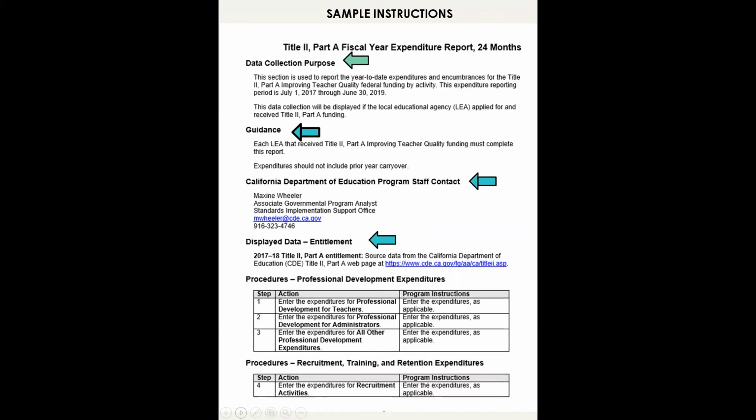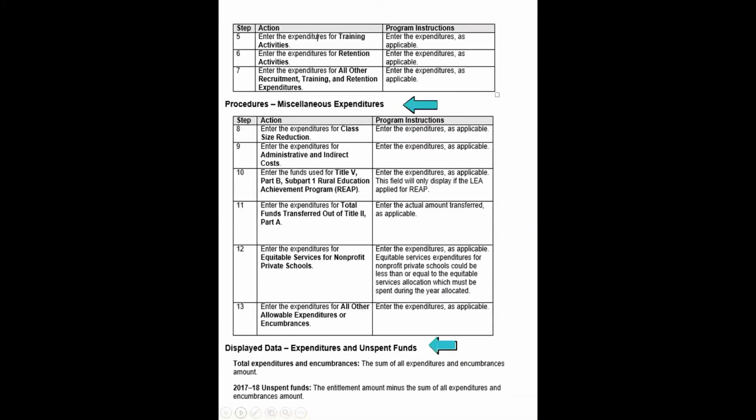Then it gives you the step-by-step. You can see each step that you need to do to enter the expenditures. What are you going to enter for every line? They're going to give you the exact instructions, what you do. The next slide continues, and this is where you're going to continue. You can see this one. It's just a lot of individual expenditures that need to be included, and they tell you exactly what needs to be included.